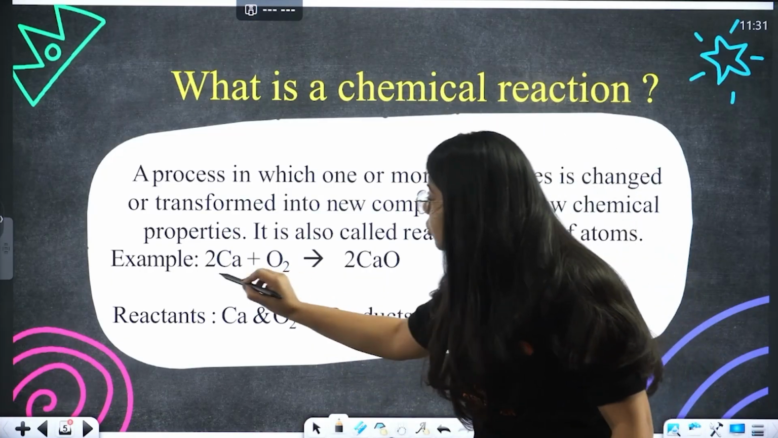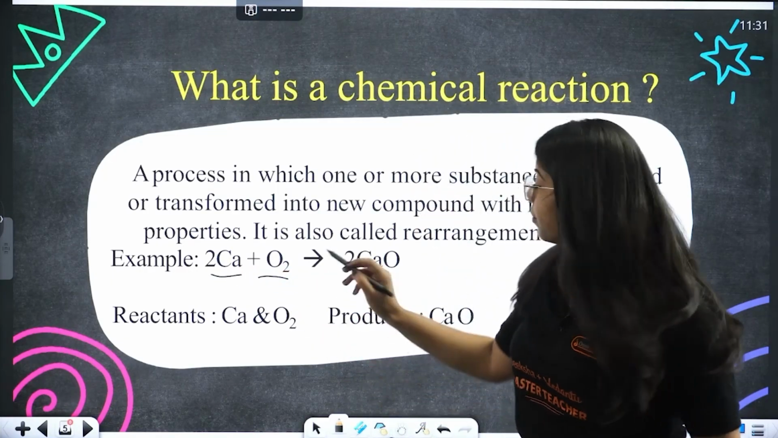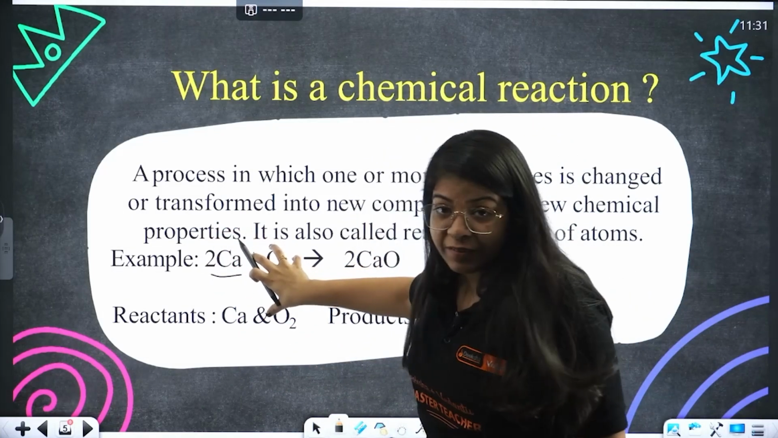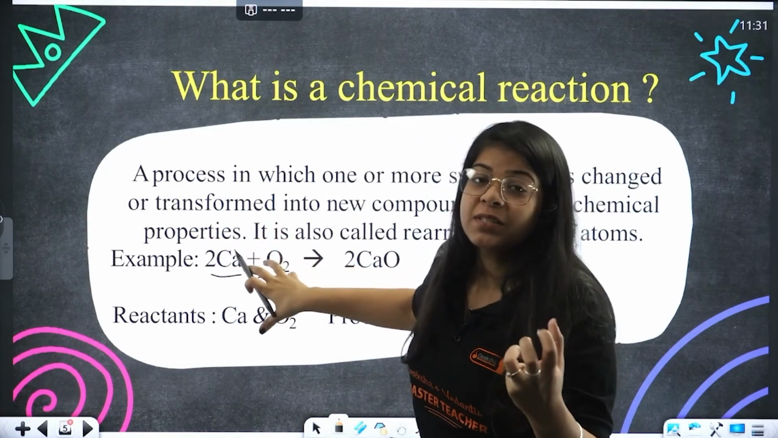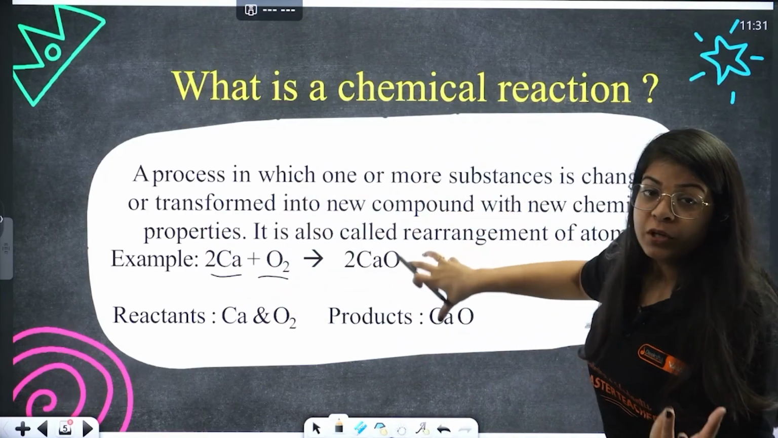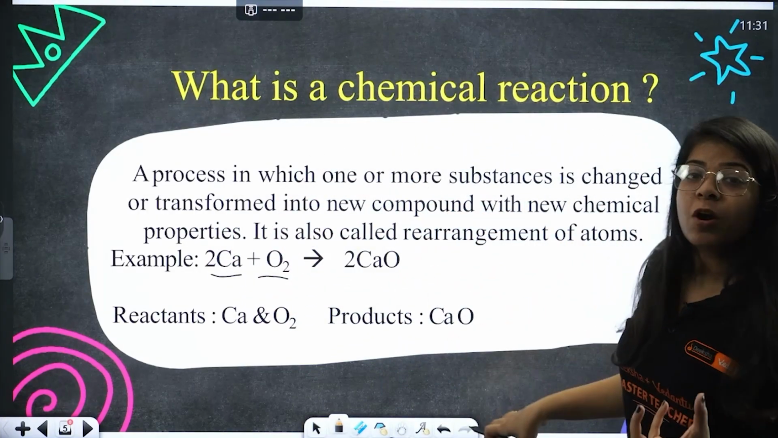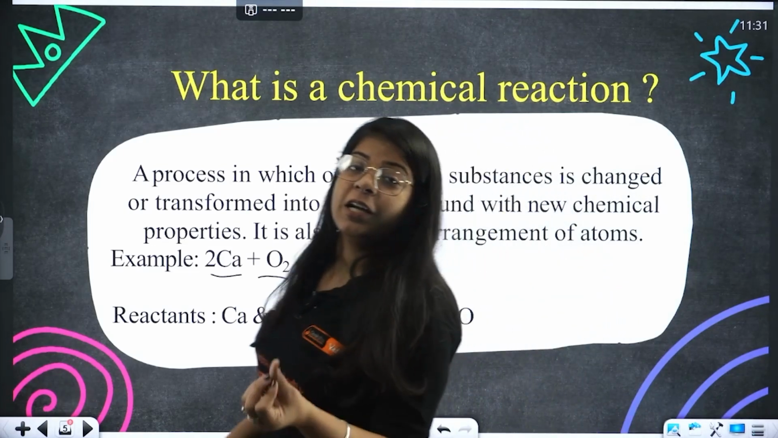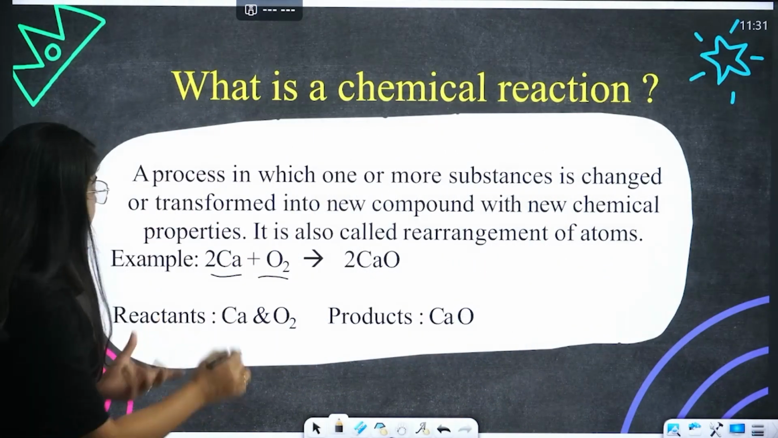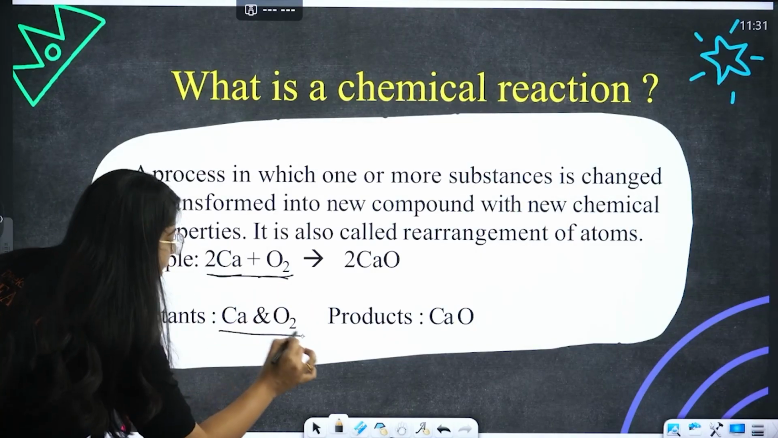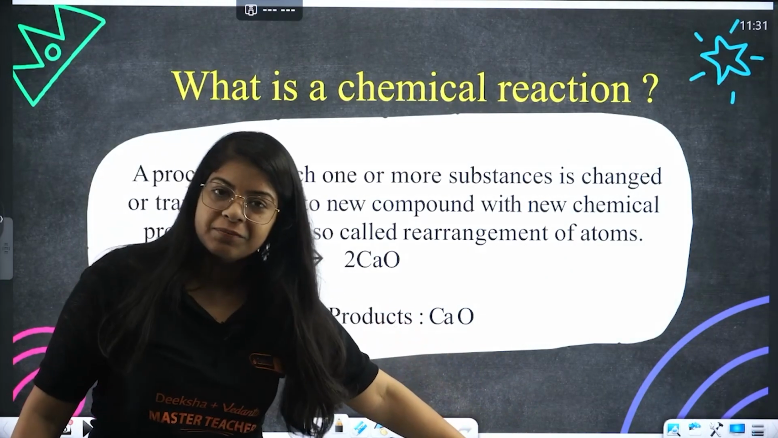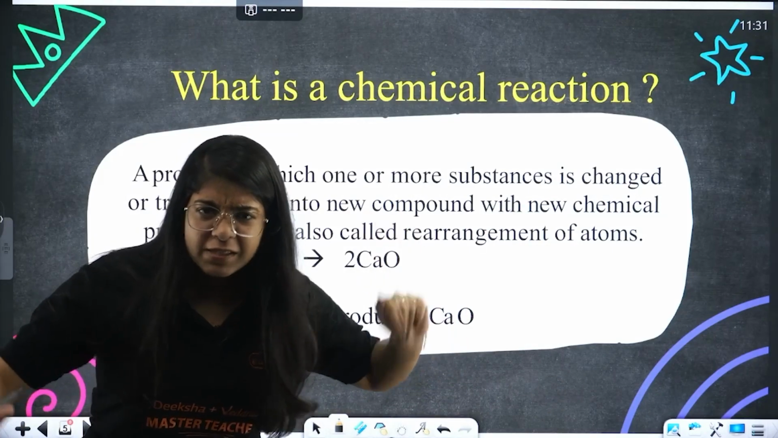Calcium plus O2. When you combine these two, it becomes calcium oxide. So you combined two different elements, and it produced a different product which has a different rearrangement of atoms, different properties, right? And similarly, here the reactants are what? Calcium and oxygen. Products are what? Calcium oxide. Understood? Very clear, very basic.